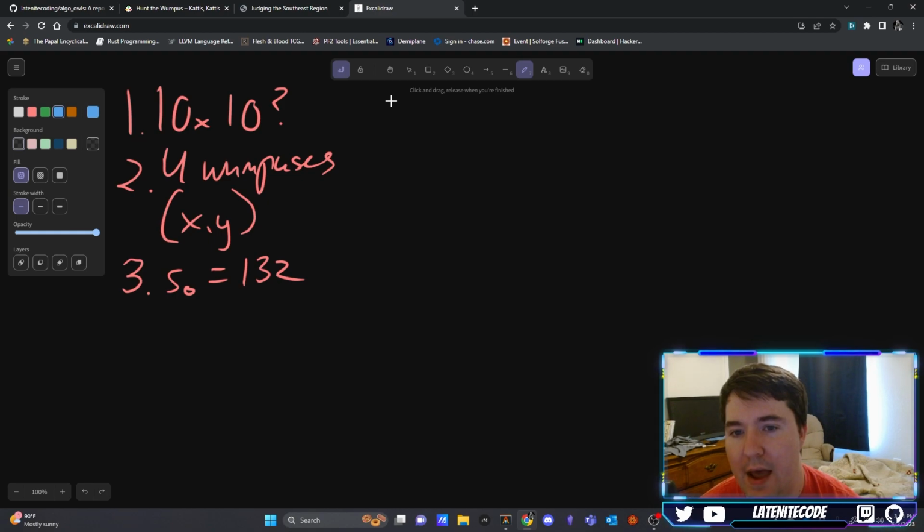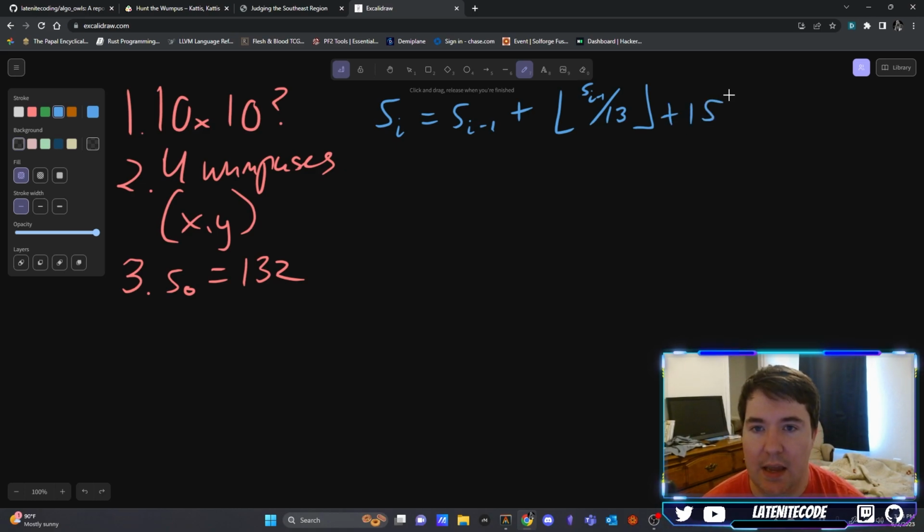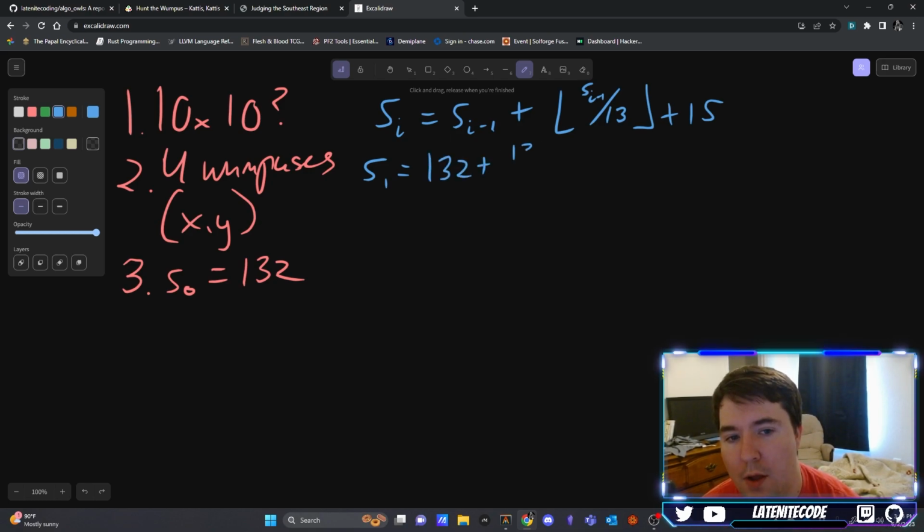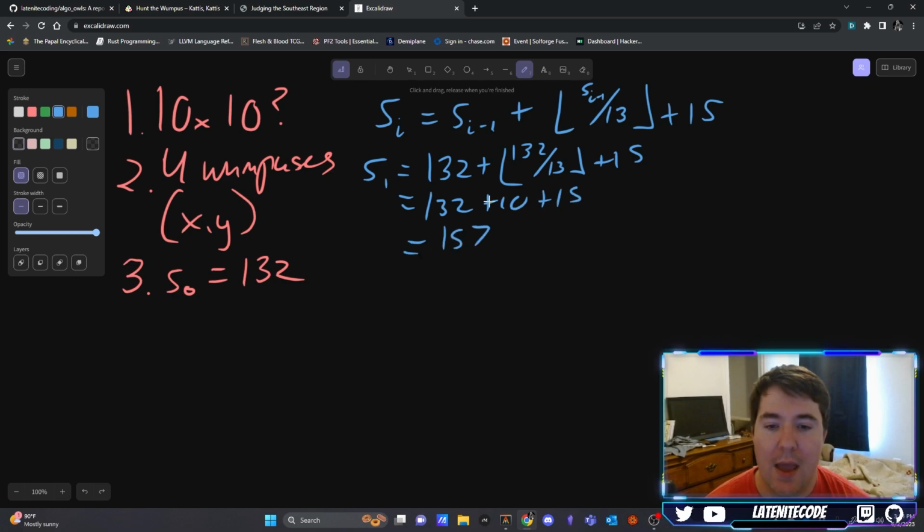Well, they give us a formula for that. They effectively tell us that the seed Si is equal to Si minus 1 plus the floor of Si minus 1 divided by 13, plus 15. So using that, if we were to take in S0 as 132 and we wanted to generate S1 from that, we would have 132 plus the floor of 132 divided by 13, plus 15, which would give us 132 plus 10 plus 15, which would give us 157. And we're told here then that the tens digit 5 becomes the x coordinate, and the single digit 7 becomes the y coordinate.